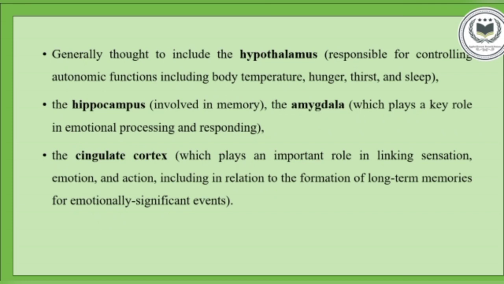It is generally thought to include the hypothalamus, which is responsible for controlling autonomic function including body temperature, hunger, thirst, and sleep. The hippocampus is involved in memory, and the amygdala is responsible for emotional things. The cingulate cortex plays an important role in linking sensation, emotion, and action, including in relation to the formation of long-term memories for emotionally significant events.